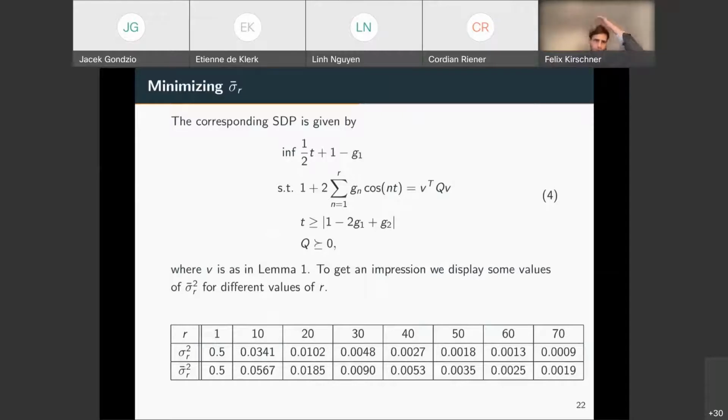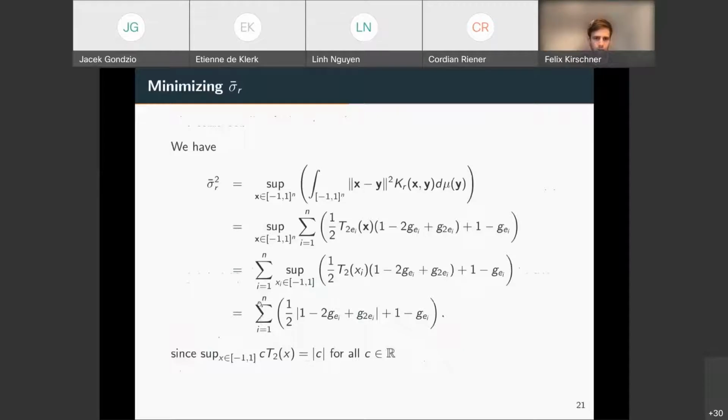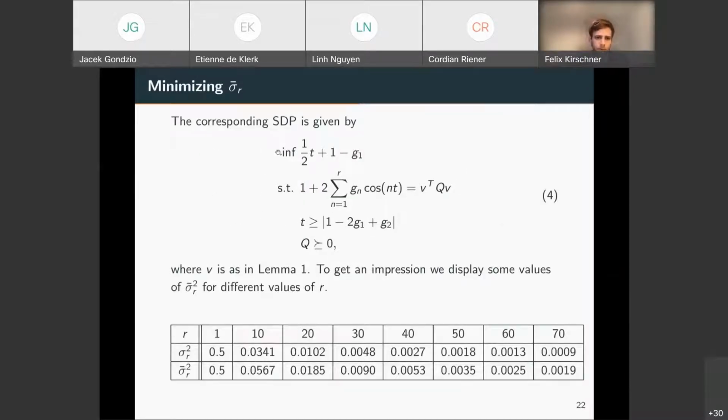So the corresponding semidefinite program, when we minimize sigma R bar, is the following. We introduce a new variable t which we force to be greater than the absolute value of this 1 minus 2 G1 plus G2, which we just saw in the previous slide, is this term here. If we consider the univariate case, we simply lose this sum, but this expression remains basically the same. So we minimize this expression, which is sigma R bar, and we still want that the trigonometric polynomial that gives rise to the kernel can be written with a positive semidefinite matrix Q, right? And so these are SDPs that we can solve relatively easily. It doesn't take a lot of computational power for this.